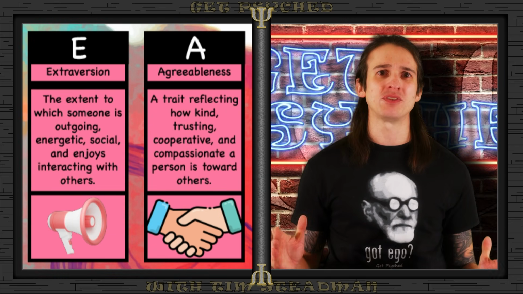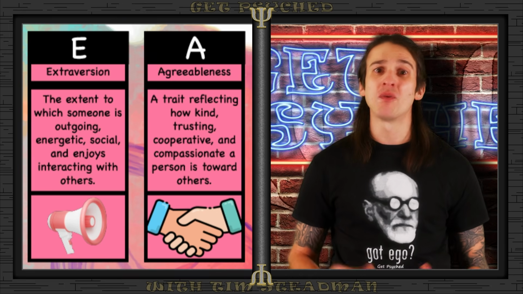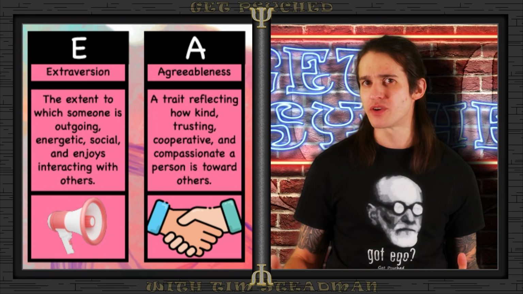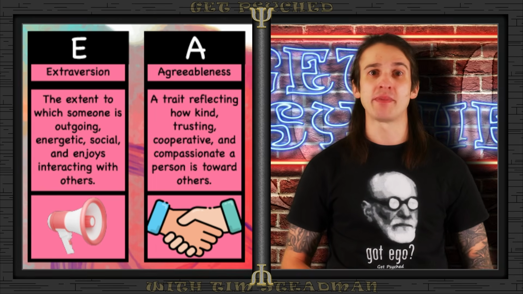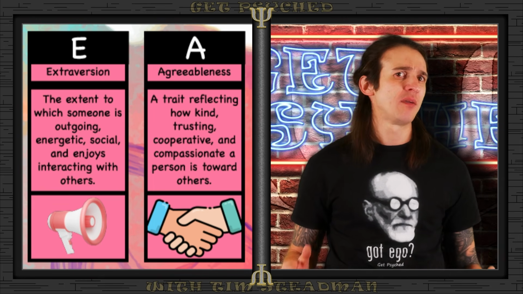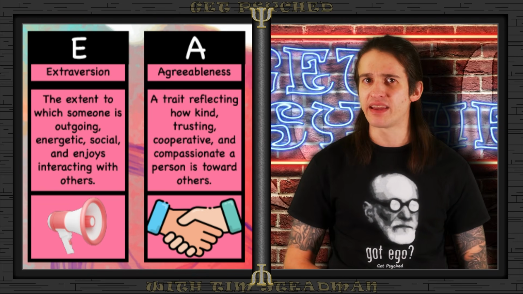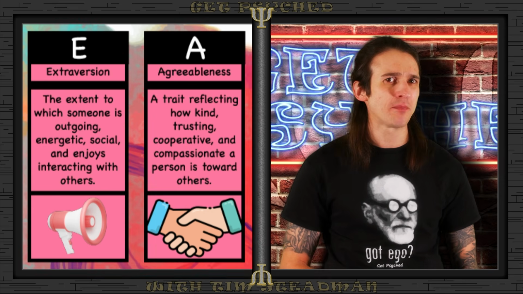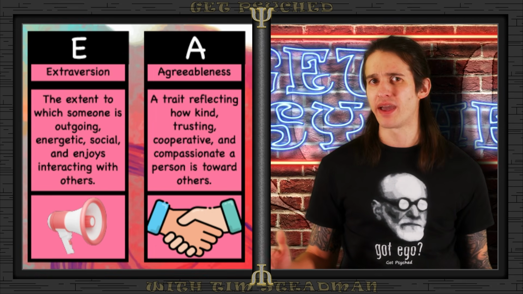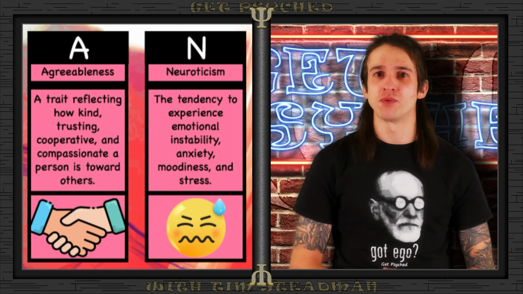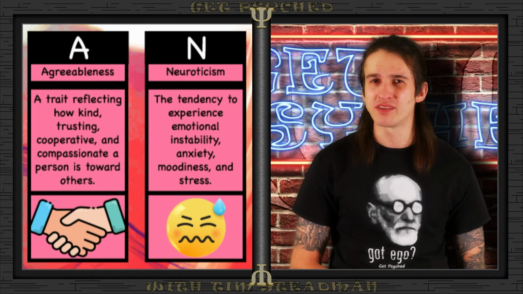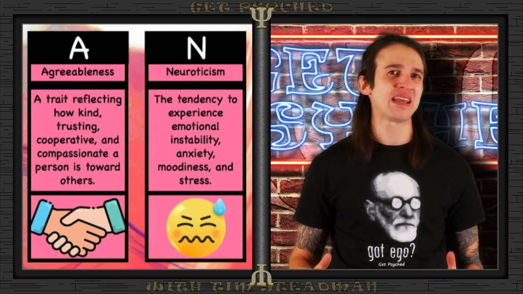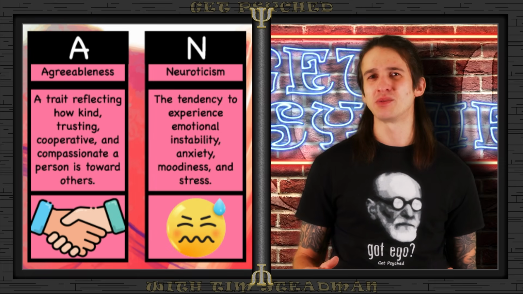High extroversion means you thrive in social situations, while low extroversion or introversion means you recharge by spending time alone. Agreeableness is about kindness and cooperation. People high in agreeableness are empathetic and helpful, while those lower in this trait might be more skeptical or competitive. Neuroticism measures emotional stability. High neuroticism means you're more prone to stress and mood swings, while low neuroticism means you tend to stay calm under pressure, cool as a cucumber.